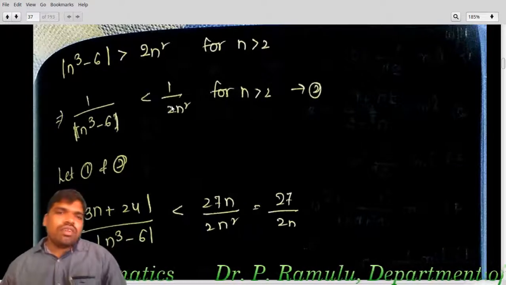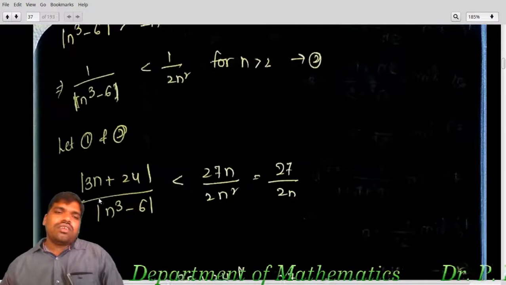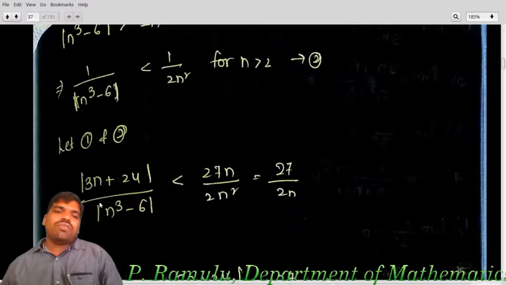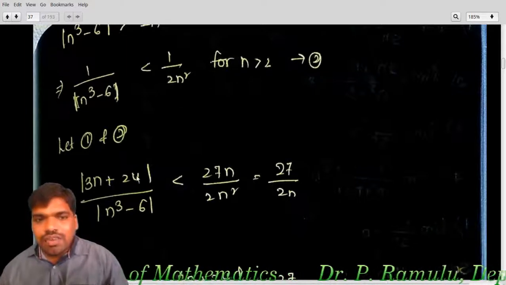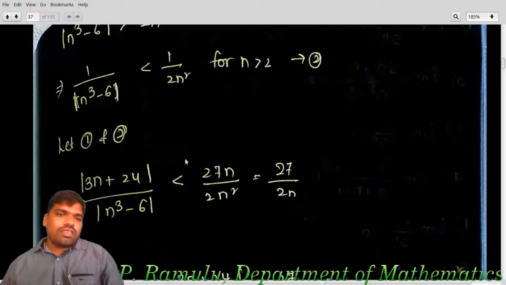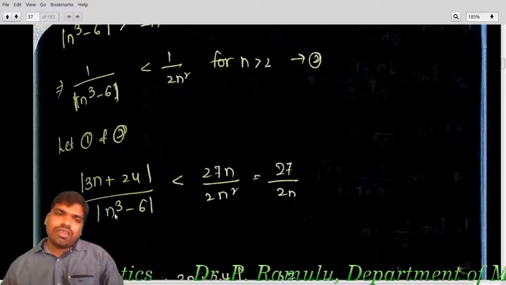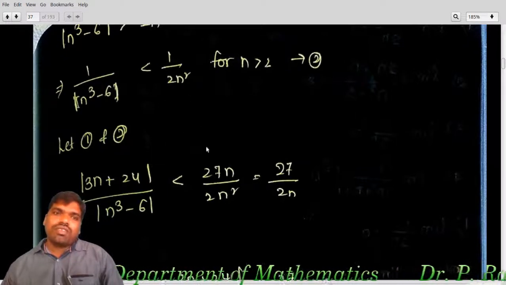From 1 and 2, what happens? 3n plus 24 by n cube minus 6: 3n plus 24 is equal to what? 27n. This is less than 27n. Already we proved that for 1. n cube minus 6 is less than 1 by 2n square.